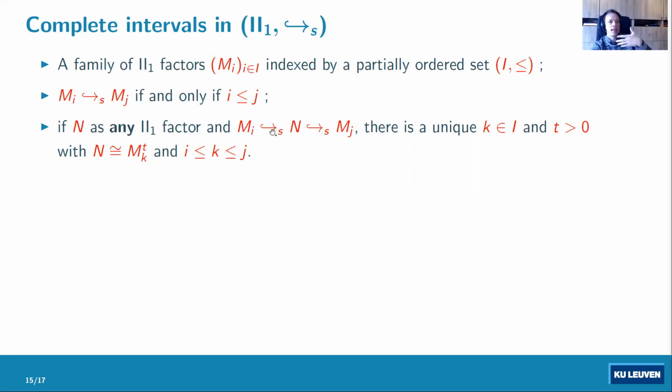Yeah, I mean, there must be a k in my partially ordered set for which n is stably isomorphic with mk. So then you not only have this partially ordered family of 2-1 factors, but you didn't miss anything that can be, up to embedding, put in between. Well, actually, even that is realizable in many cases.